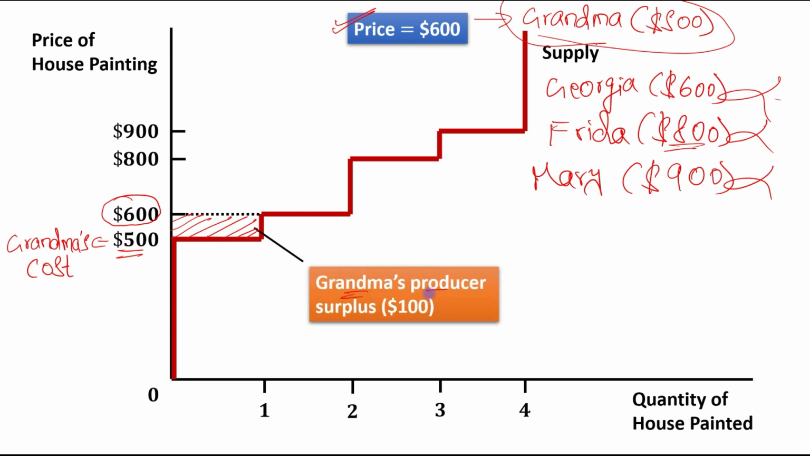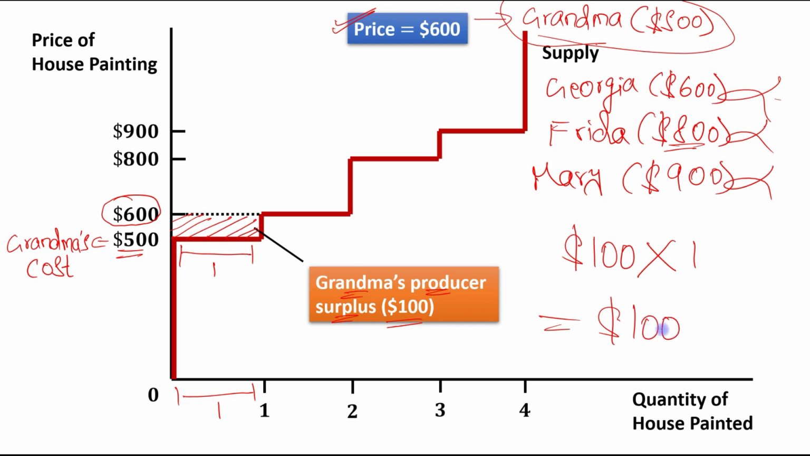Grandma's producer surplus is $100, and we can calculate this as the shape is a rectangle, and the area of a rectangle is length into breadth. This portion is $100, multiplied by this portion, which is 1. So $100 into 1 is equal to $100. So we can write grandma's producer surplus is $100. Clear?